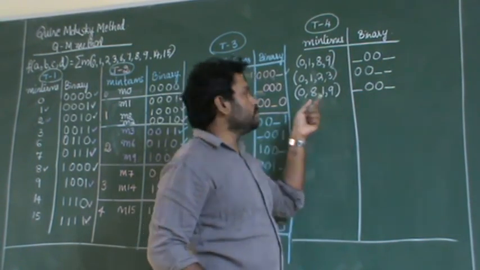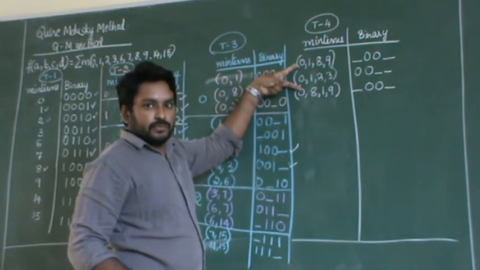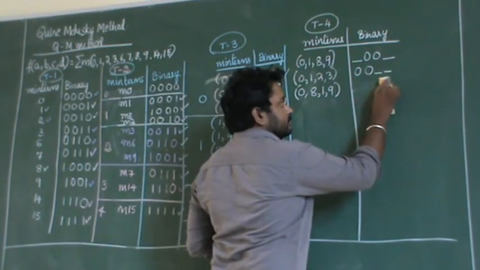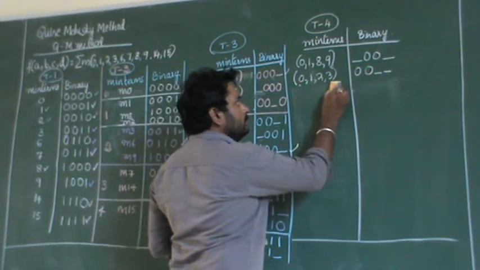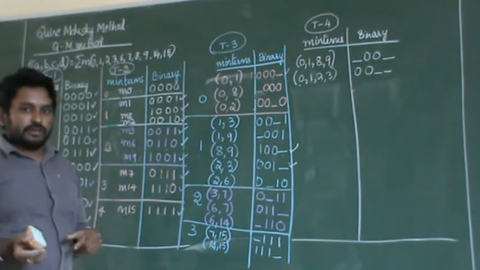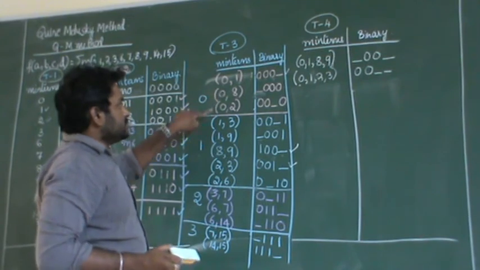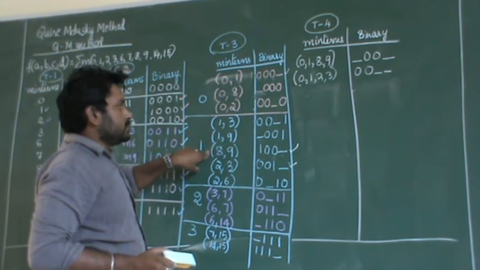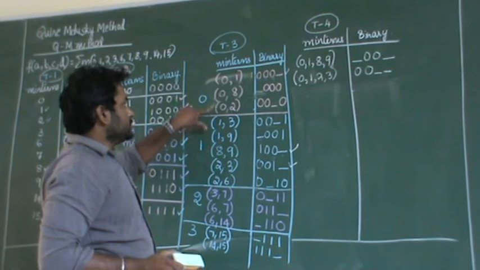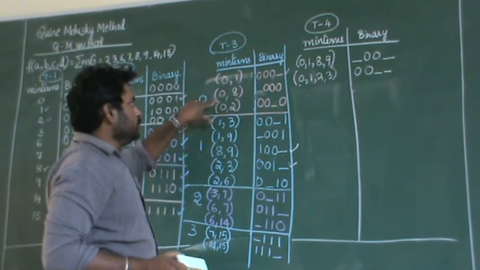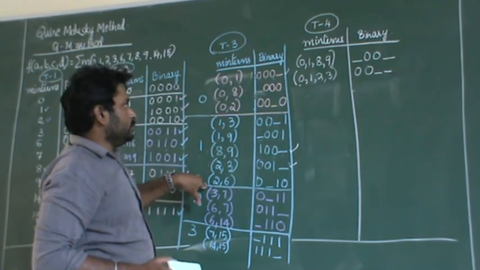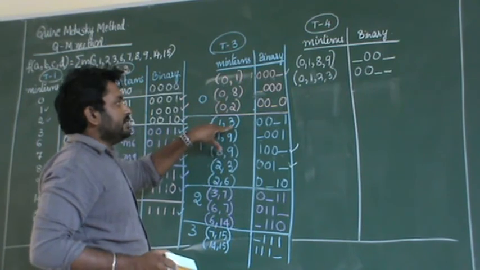So there is no need to write it 2 times. I can just erase it; if it is there also, no problem. If you erase it also, not an issue. So now 0, 8 with 1, 9 is done. 0, 8 with 8, 9, is it possible? No. 0, 8 with 2, 3? No. 0, 8 with 2, 6? No. Next, 0, 2 with 1, 3, is it possible?